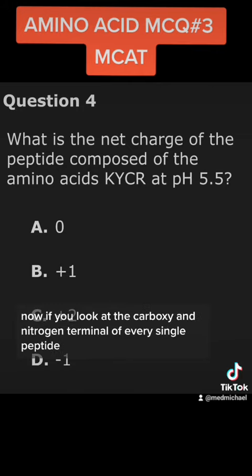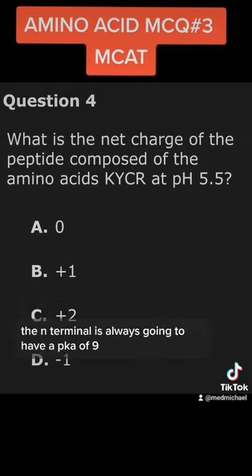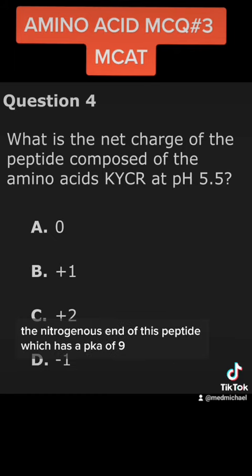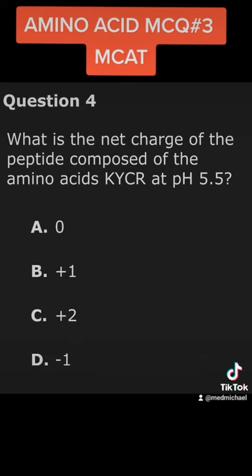Now, if you look at the carboxy and nitrogen terminal of every single peptide, the nitrogen terminal, the N terminal, is always going to have a pKa of 9, and the carboxy terminal, the C terminal, is always going to have a pKa of 2. The nitrogenous end of this peptide, which has a pKa of 9, is it going to be protonated or deprotonated in a pH of 5.5? So in a pH of 5.5, it's going to be protonated because pH of 5.5 is much more acidic than the basic pH of 9.